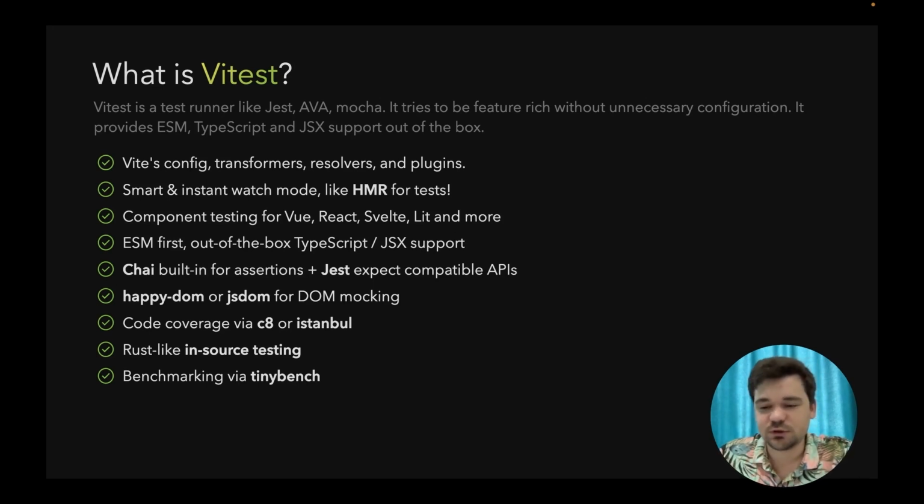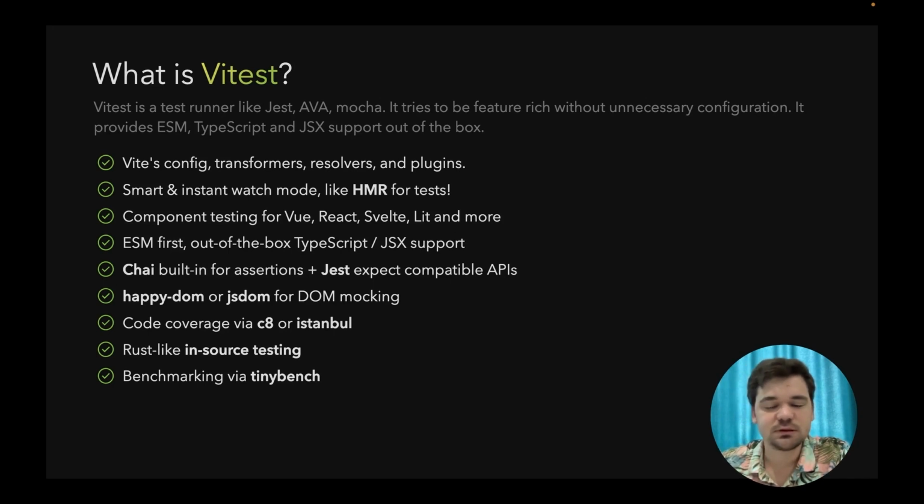Here are some of the Vitest features. Vitest uses Vite's configuration file, including transformers, resolvers, and plugins, so you have the same code in development, production, and in testing. Vitest has smart and instant watch mode. In fact, it's so fast that we had to add an artificial delay before displaying results in a terminal. It uses Vite's module graph to detect imports, which makes the experience similar to HMR in your browser. You can run Vitest to test your components using your favorite framework, like Vue, React, Svelte, and many more. If your framework supports Vite, it supports Vitest.